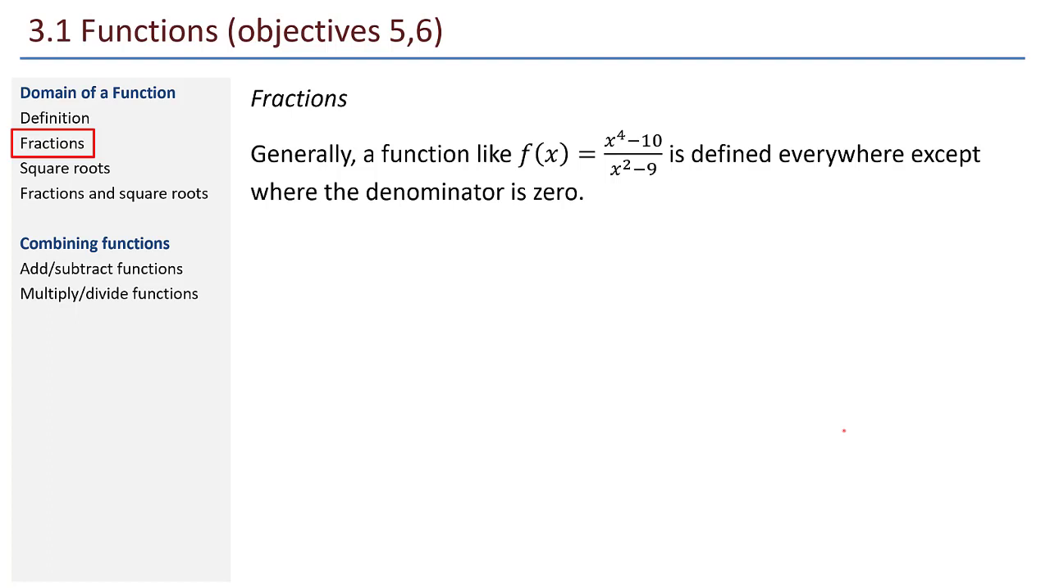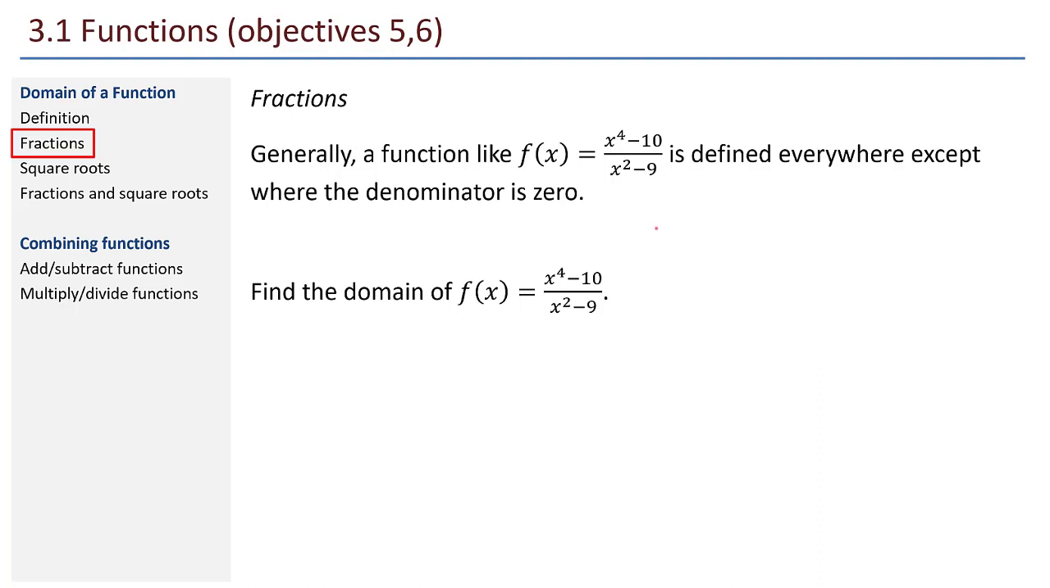So sometimes functions are expressed as fractions. Generally, a function like f of x equals x to the fourth minus 10 divided by x squared minus 9 is defined everywhere except where the denominator is 0. Whenever you have a fraction, if the denominator is 0, then that whole fraction becomes undefined. So what is the domain of this particular function? Well, I need to figure out where is that denominator 0. And then my answer is going to be everything except for where the denominator is 0.